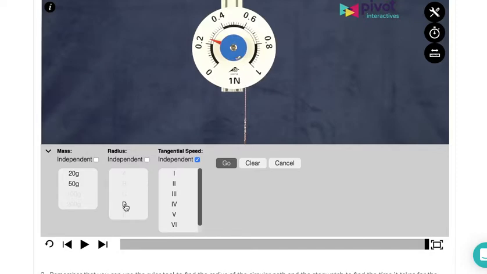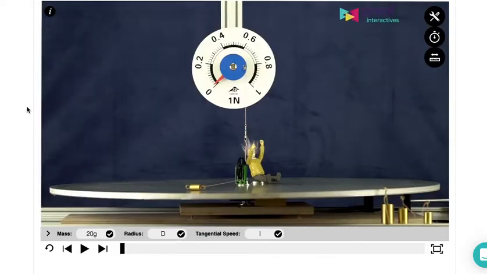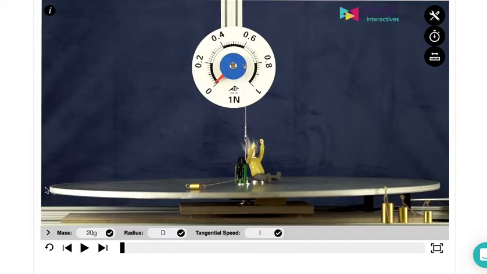Now it only gives us one option for the radius when we're testing tangential speed, and let's go ahead and choose 20 grams. You could use 50, but either way is good. And let's go from the smallest speed to the largest speed as we go. Once you do that, you have to hit go to bring up a new version of this experiment.